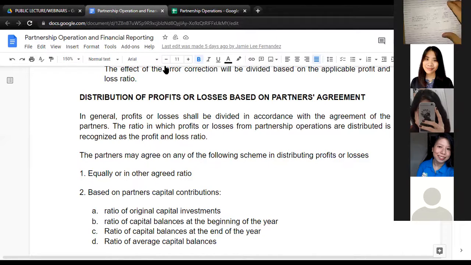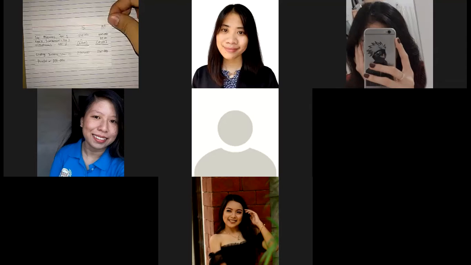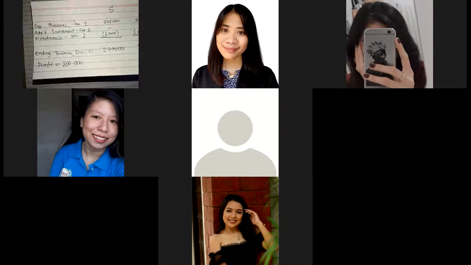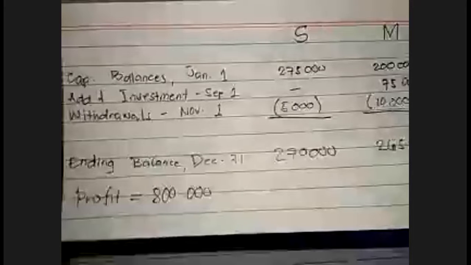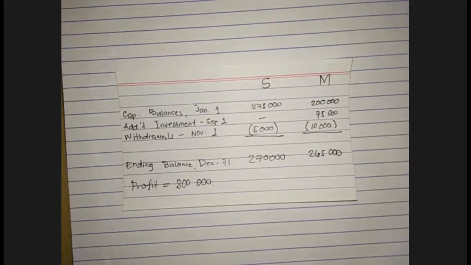Ayan. So dito, meron tayong partner S and si partner M. So si partner S, may capital balance tayo dyan ng January 1 ng 275,000. Investment, yan. Nagkaroon siya ng investment ng January 1 ni partner S is 275,000 and si partner M is 200,000. And may additional investment si partner M ng September 1 na 75,000. And nagkaroon ng withdrawals ang dalawang partners ng November 1 na si partner S is 5,000 and si partner M is 10,000.